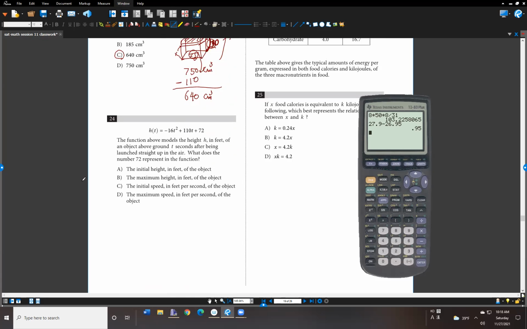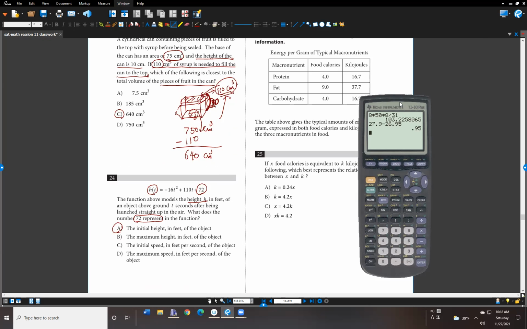All right, number 4, what does this number 72 represent? That is the initial, right? But this is a height over here. I think h is the height, right? The initial height. Okay, that's it. 24 is 8. All right, number 24 over here.